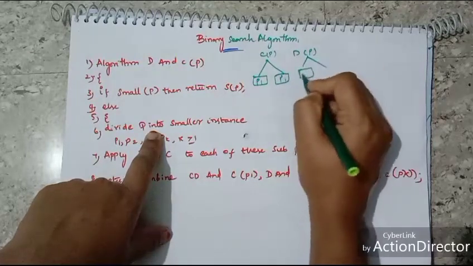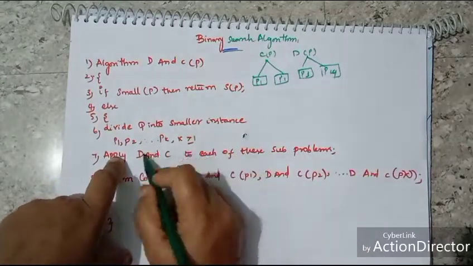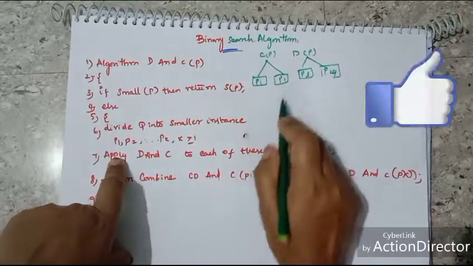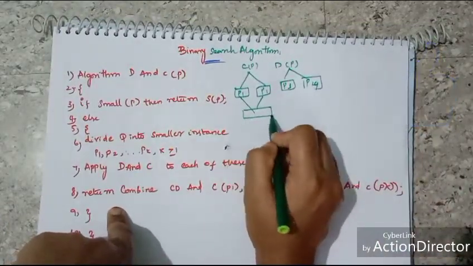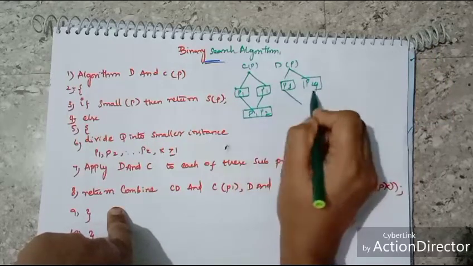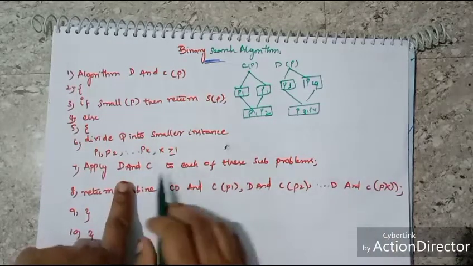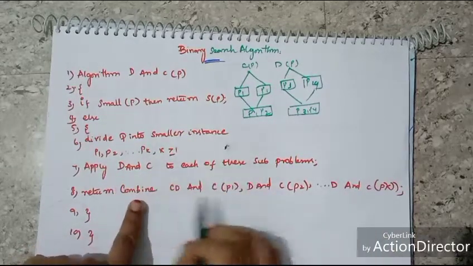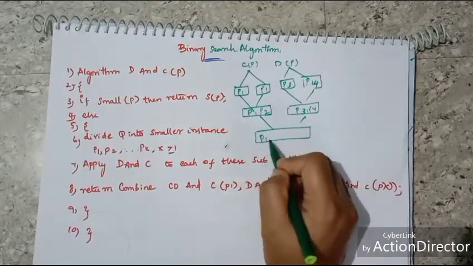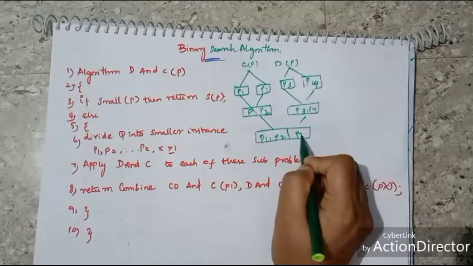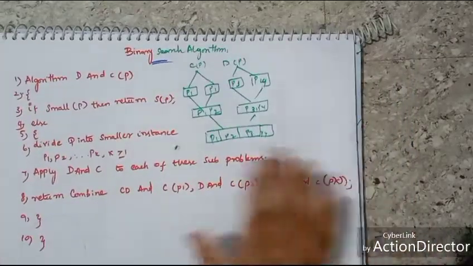It can also be P1, P2, P3, P4. Then you apply the formula, and these problems are divided into subproblems, and when these subproblems are solved, they have to be combined. It says to combine the DAndC of each of these subproblems, and it returns the solution to the whole problem. That's what the algorithm of binary search is about.